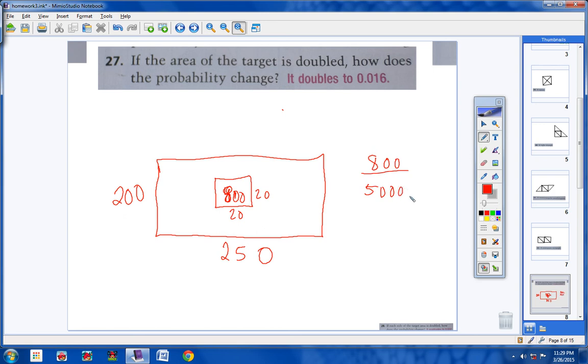So instead of reducing, just take your calculator and take 800 divided by 50,000, and you're going to get 0.016. So it doubled. It went from 0.008 to 0.016. And if you took this times 2, you would get 0.016. So it doubled. Okay? So when you double the area, it doubles your probability. It gets better. Okay? Alright.